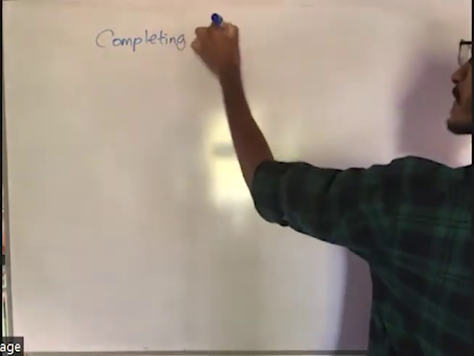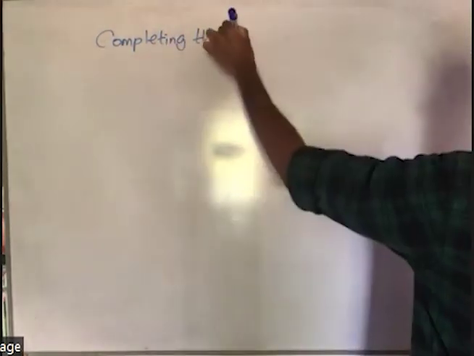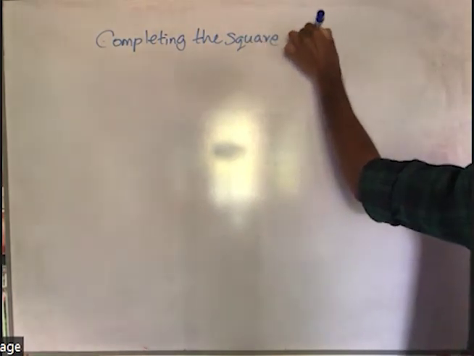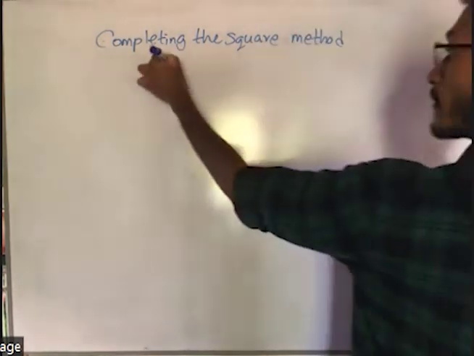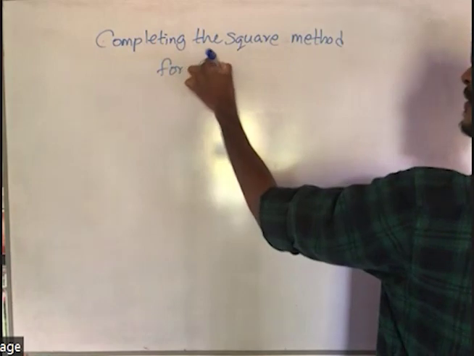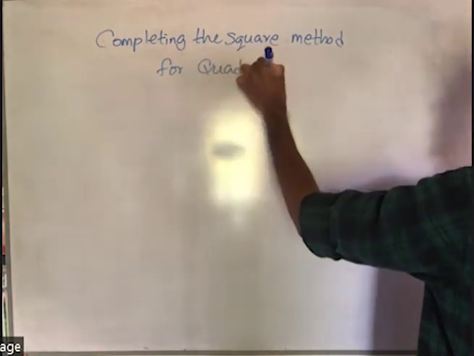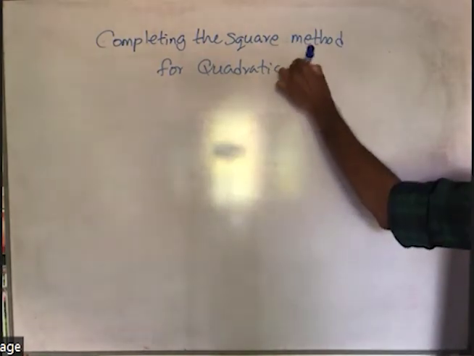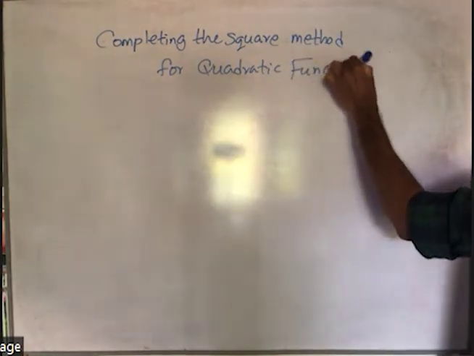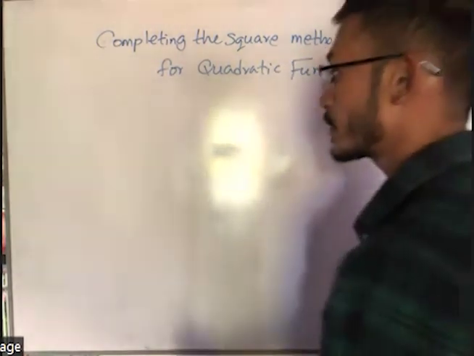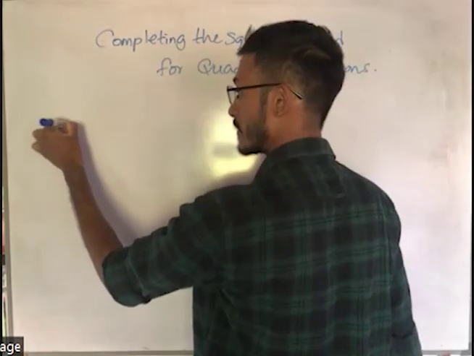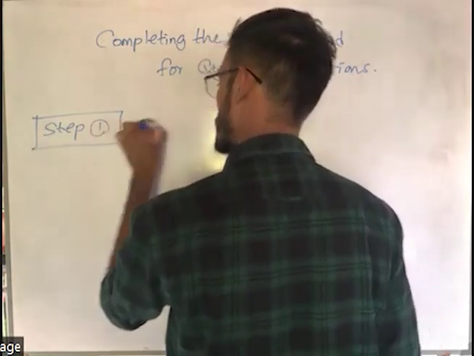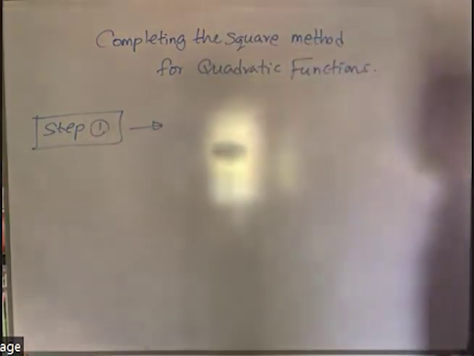Completing the square method for quadratic functions, right? So there are two steps. Step 1, there are two steps for this completing the square method, right?